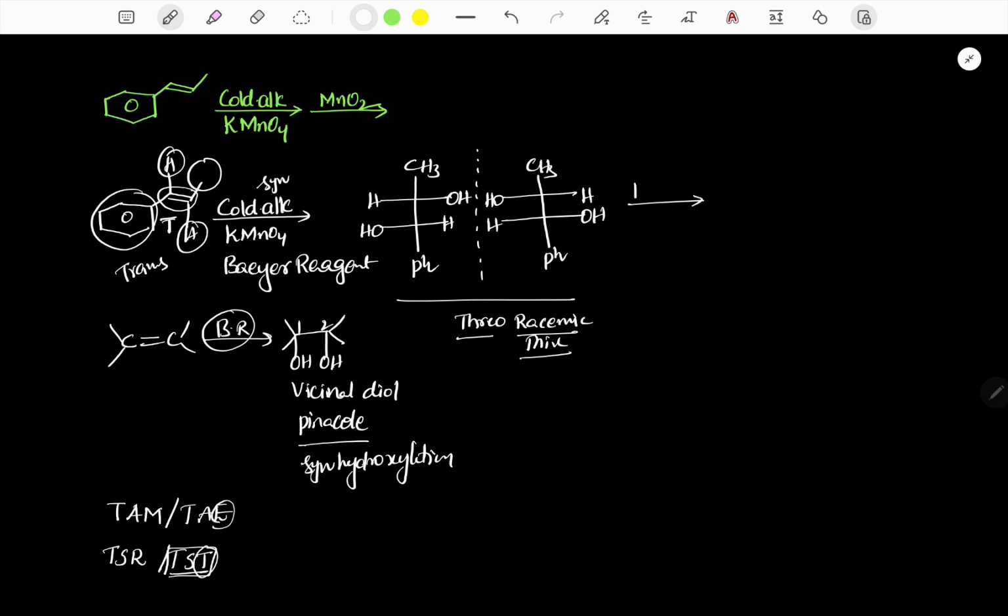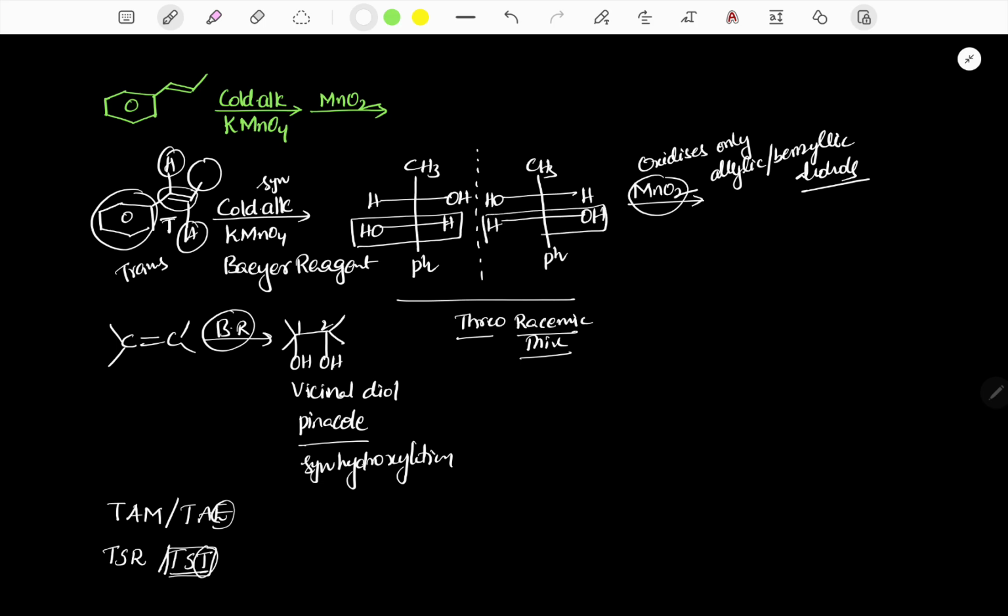Now this mixture is treated with MnO2, and we know that MnO2 oxidizes only allylic alcohols or benzylic alcohols. Here this part is a benzylic alcohol part and this part is a benzylic alcohol part. Therefore we get the corresponding product, CH3, hydrogen, OH, C double bond O, Ph.